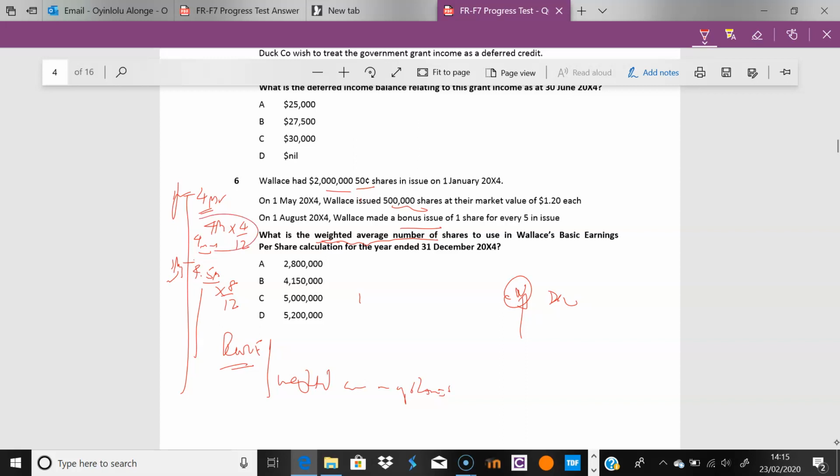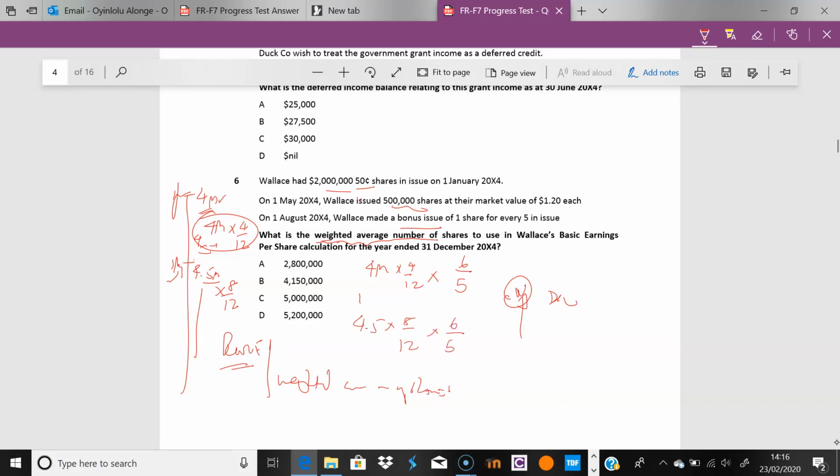So for this lot of shares, I'm really saying 4 million times 4 over 12 times, if it's 1 for every 5, I now have 6 shares for every 5. So this is called a bonus factor. I basically just divide all this by 5 and multiply by 6, or you can just find the extra number of shares. I have all of this all the way till May, and then I have the 4.5 times 8 over 12 times 6 over 5.